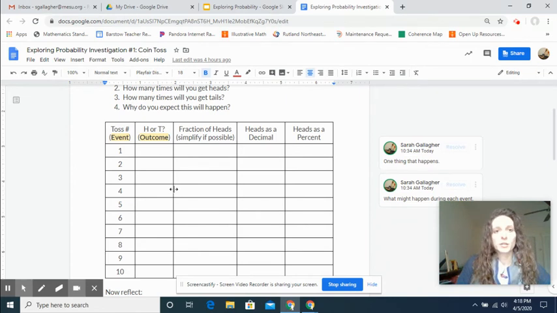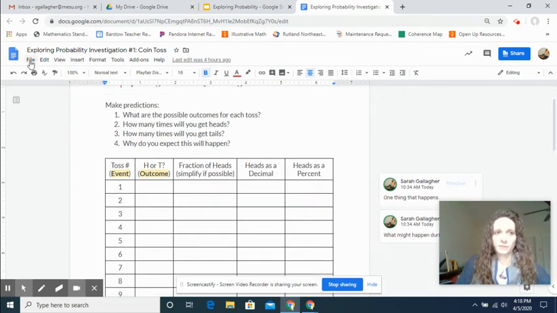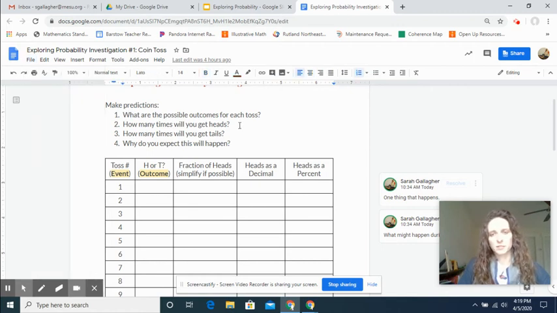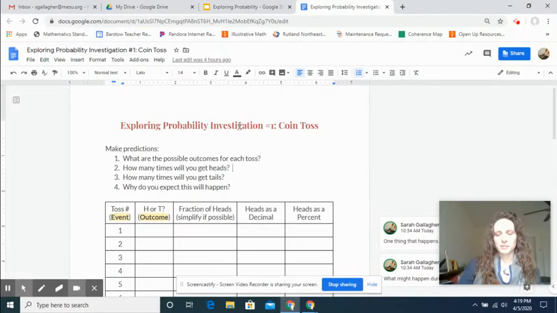You can either make yourself a copy by going to File, Make a Copy, and then you'll have it for yourself and you can edit the document directly. Or if it's easier for you, you can just get a sheet of paper and copy this down. But you are going to want to save these from activity to activity because some of them refer back to a previous activity. Okay. So for this particular activity, what you're going to do is toss a coin 10 times.